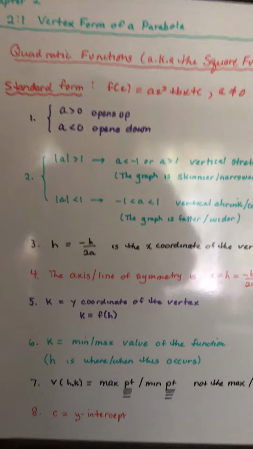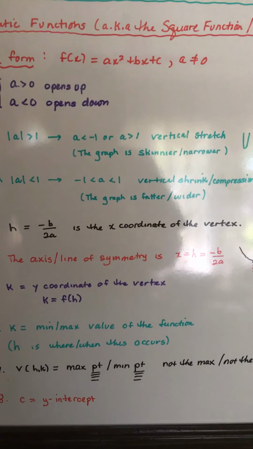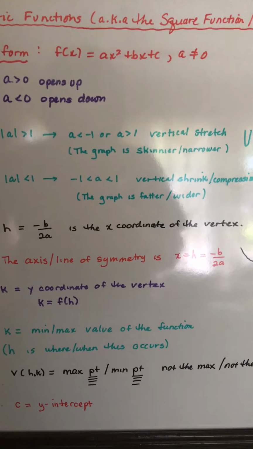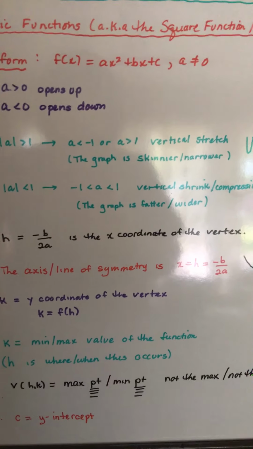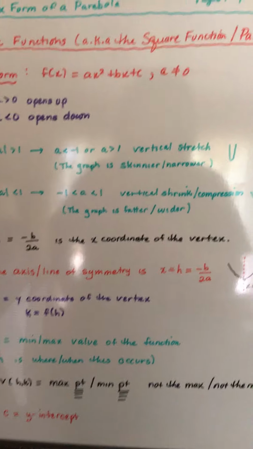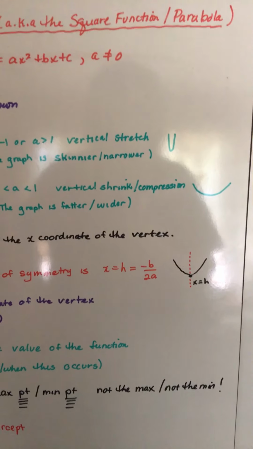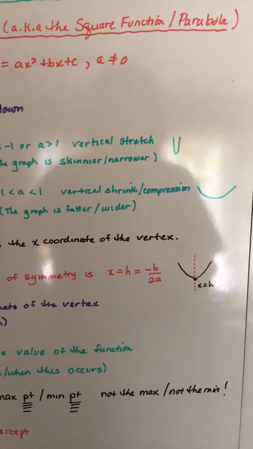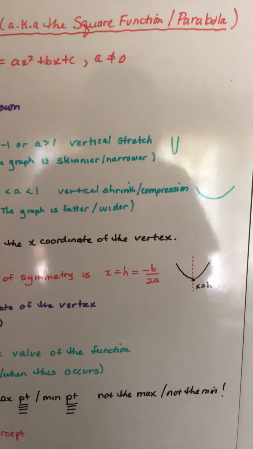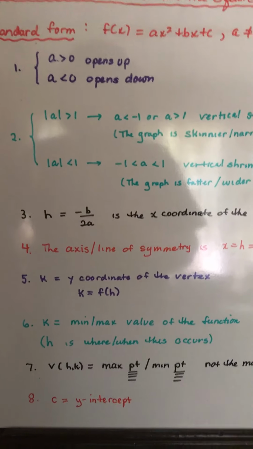What else do we know? h is always equal to -b over 2a, and this is the x-coordinate of the vertex. And the axis of symmetry is the line x equals h, which is -b over 2a. Note, it's an equation. It's not a number. The axis of symmetry is not h. It's not h equals a number, but it's x equals a number called h.